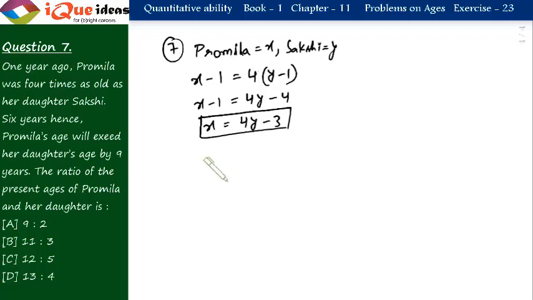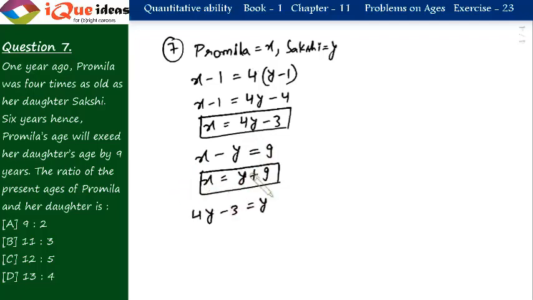You can check with your brother or sister, how old are you and how old is your brother or sister? Check the difference. The difference has always remained the same. So in this question it says 6 years hence, but whether it is 6 years hence or present, the difference will be 9 years for the mother and daughter. So let's say the difference of Pramila and Sakshi would be X minus Y, and that is given as 9. So X is equal to Y plus 9.